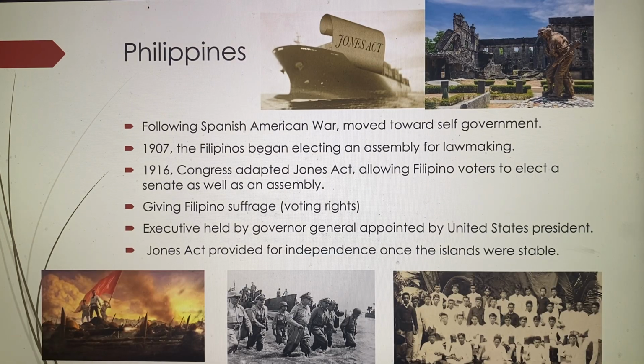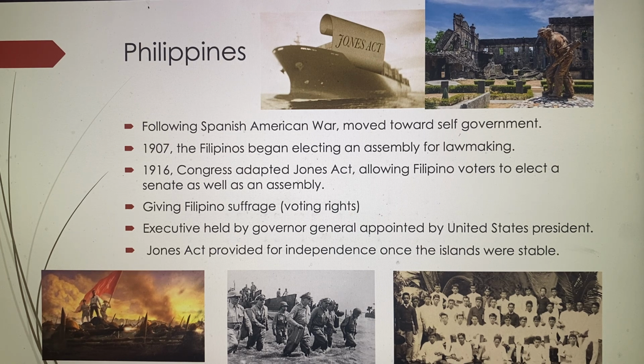On to the Philippines. Following the Spanish-American War, they moved towards self-government. In 1907, the Filipinos began electing an assembly for lawmaking. In 1916, Congress adopted the Jones Act, allowing Filipino voters to elect a Senate as well as an assembly. So the Jones Act was preparing them for their own government. This would give Filipinos suffrage. What is suffrage? Voting rights. They would have voting rights now.